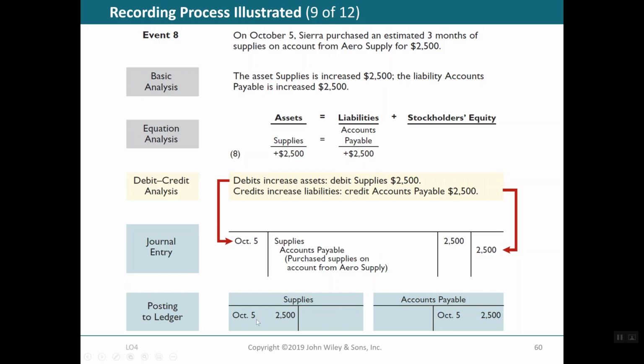We transfer that to our ledger account. October 5, supplies 2,500 and accounts payable October 5. You see here that we didn't affect cash because it was bought on account. So the cash account was not affected at this time.